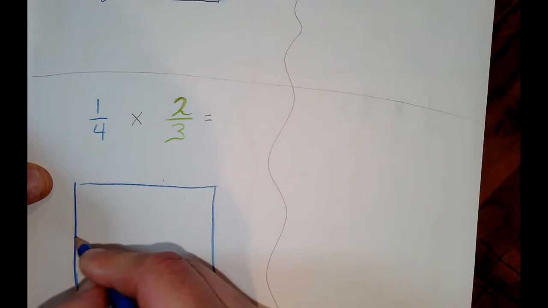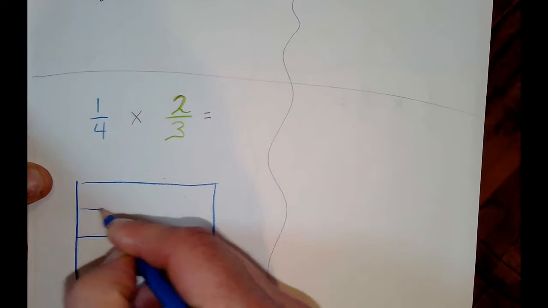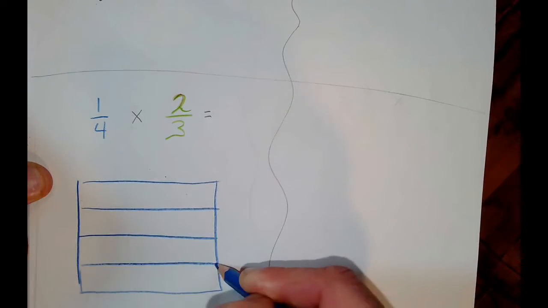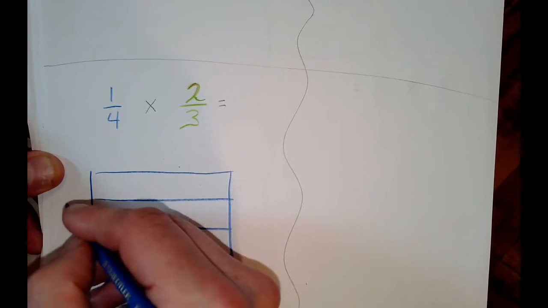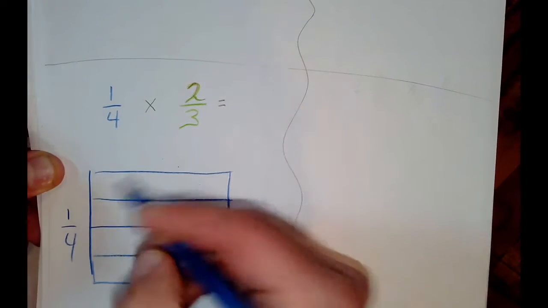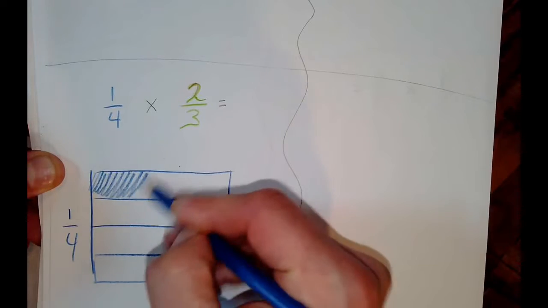So I need to make fourths. There's half. Half of my halves. Now I've got fourths. I want 1/4. So let's go ahead and do that. 1/4. So I'm going to shade this section right here.